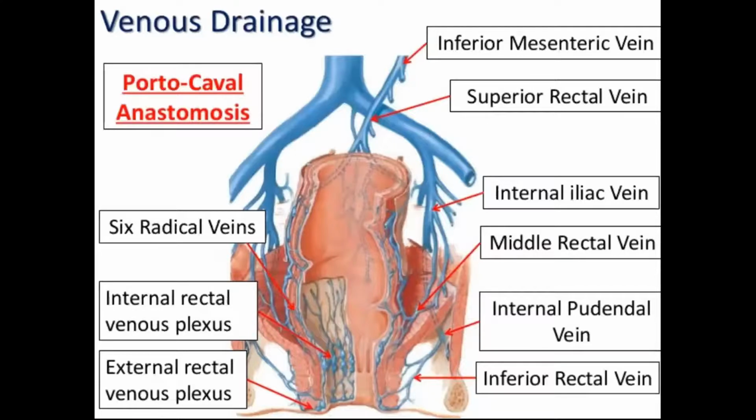Okay, the veins are the same. The veins usually follow the arteries in their course. You see here, the superior rectal artery, the superior rectal vein going to the inferior mesenteric vein, and also the middle rectal vein going to the internal iliac vein, and the internal pudendal vein and inferior rectal vein going to the internal iliac. Usually the vein follows the course of the artery, carrying the same name. Instead of saying artery, just say vein. Okay, clear? Yes.